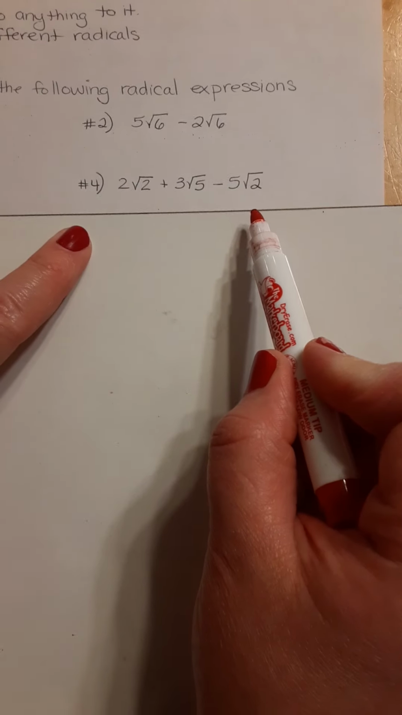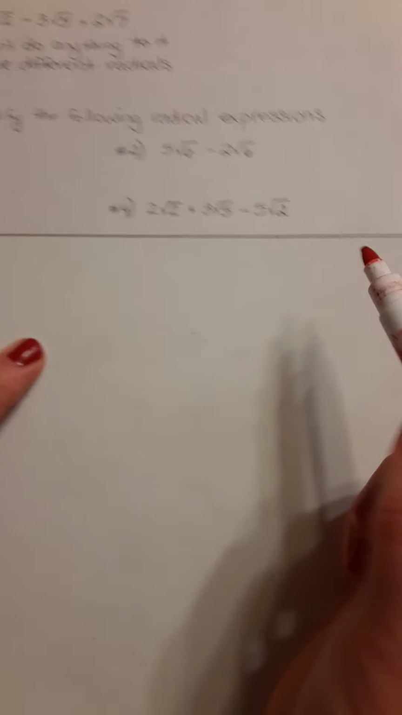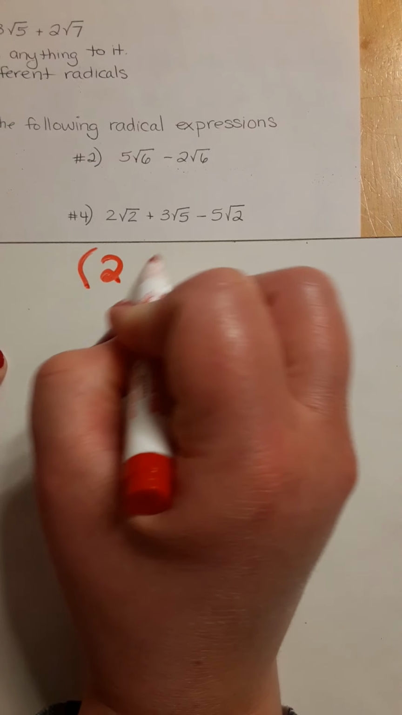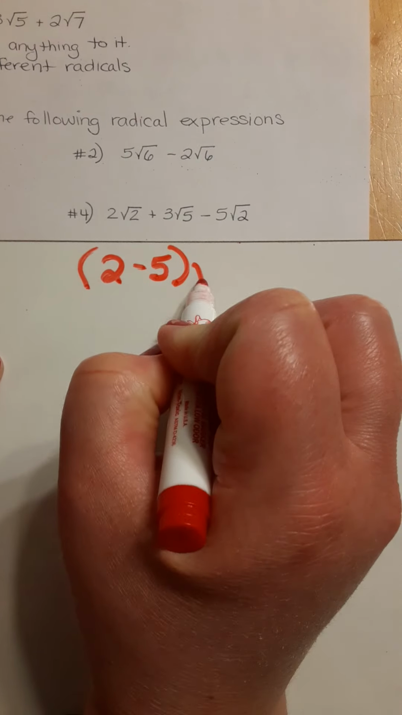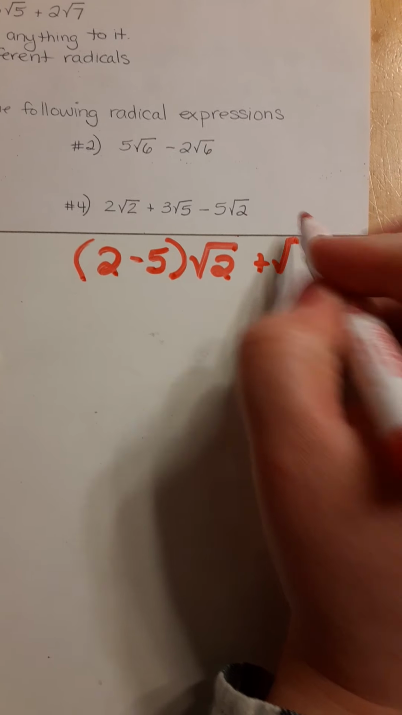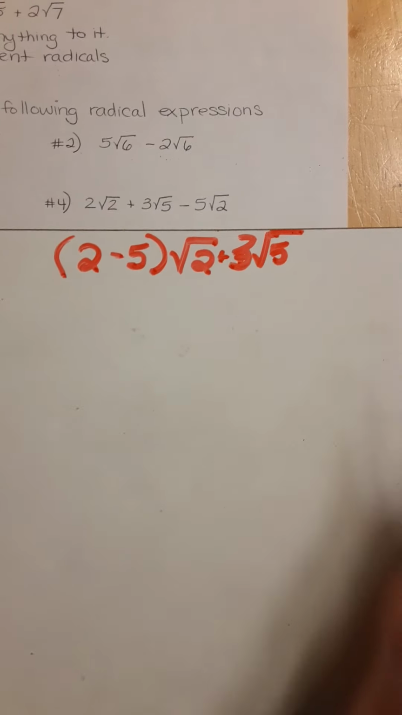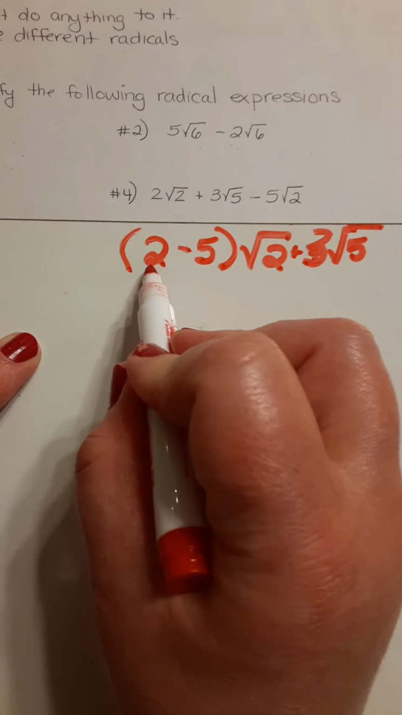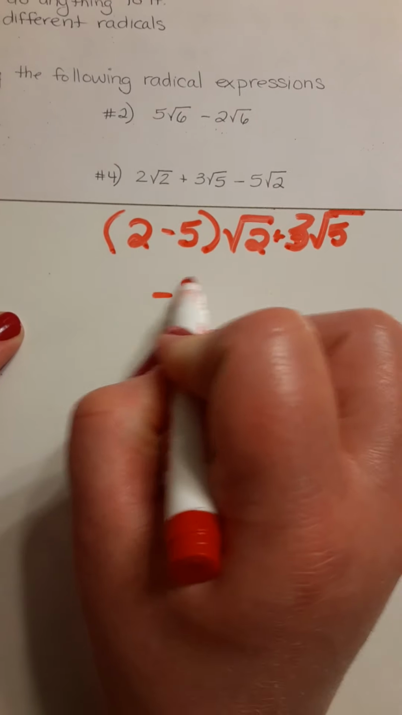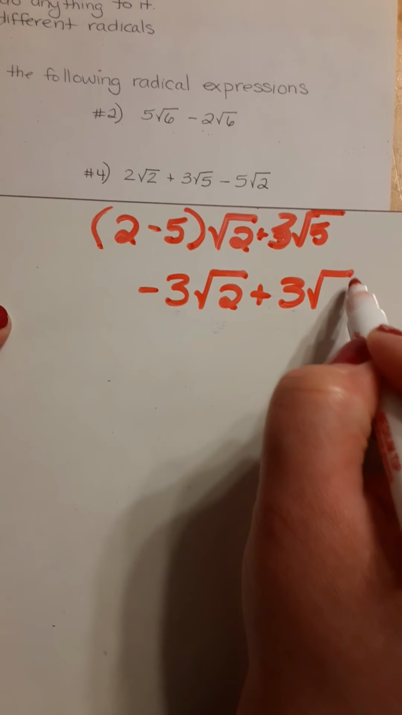First thing, do we have the same number under the square root symbol? Yes, the square root of 2. So I'm going to combine these numbers. I have 2, and this is subtract 5 times the square root of 2. This 3 times the square root of 5, whoops, there needs to be a 3 in front of here, needs to hang out in the back. Okay, do my math. Positive 2 subtract 5 gives me a negative 3. And then I have 3 times the square root of 5.